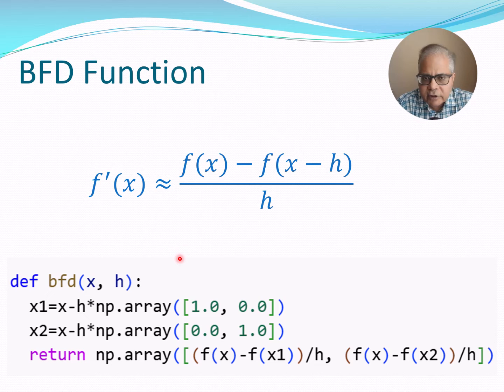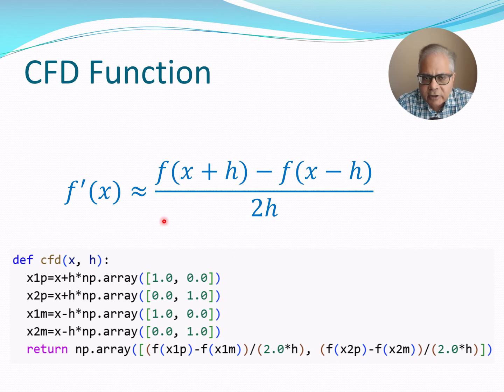Let's write a similar function for the backward finite difference formula. So this is the formula here for one dimension, and so I can very easily write a code here very similar to the previous code, except now there is a negative perturbation in these variables. So x1 is perturbing the first design variable, x2 is perturbing the second design variable, and then I am using this equation here, f(x) minus f(x1) by h and f(x) minus f(x2) by h to get the gradient vector, which is being returned by this BFD function.